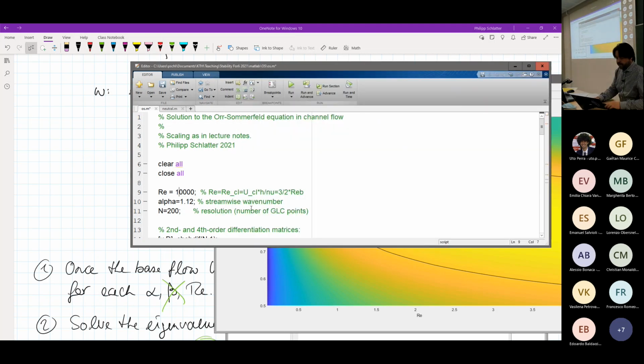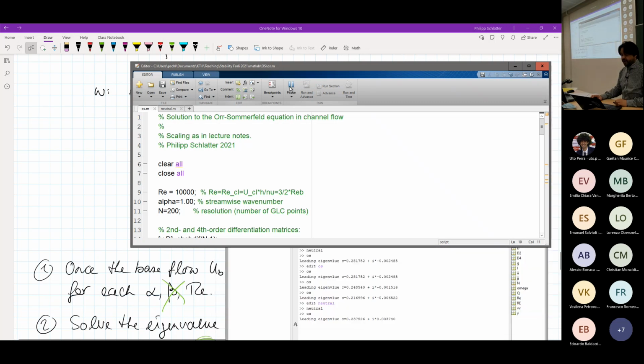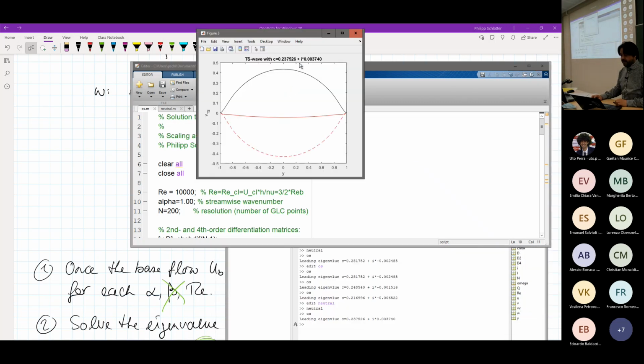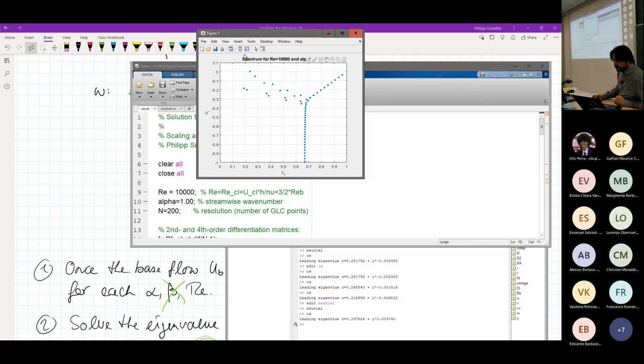Just so that you believe me that my code actually works, I do that now. Reynolds of 10,000, alpha of 1. And I run that again, and it is positive. So that means it has actually become unstable. And if I'm looking at the eigenvalue, it is actually slightly above 0. So it has actually become unstable.